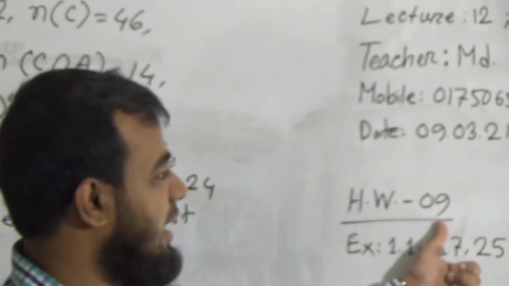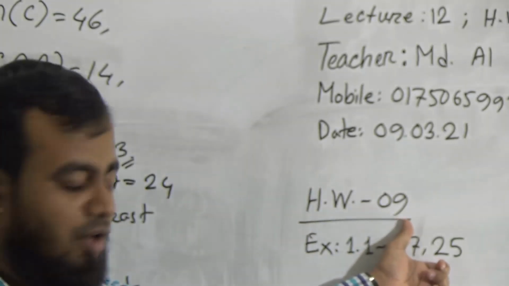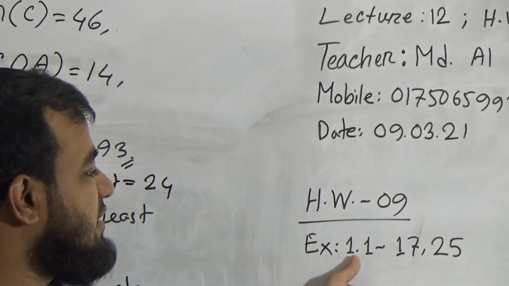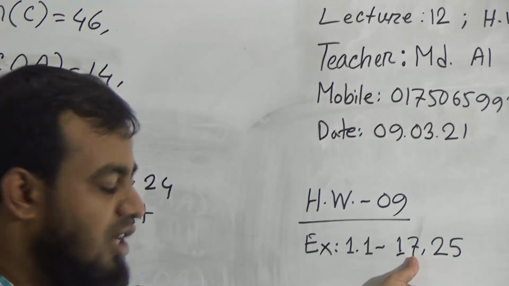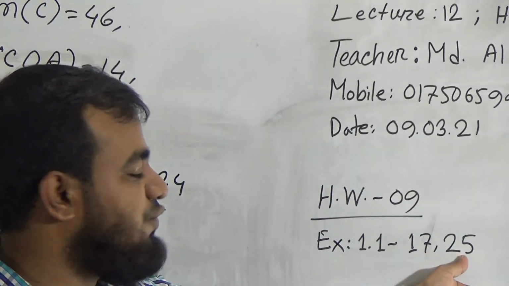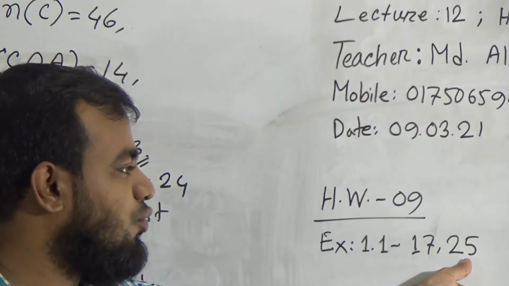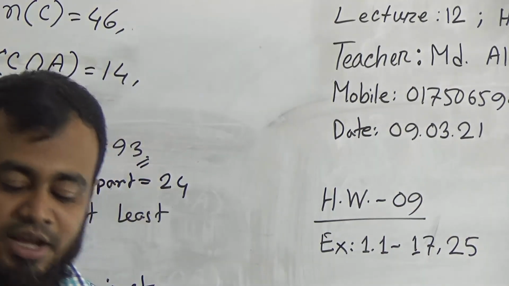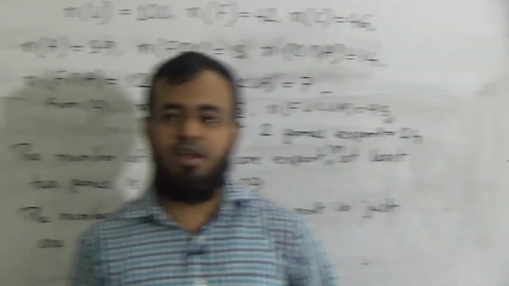Now you have a homework. Your homework number is 9. Please mention your homework number in your SW copy. Your homework is exercise 1.1, question number 17 and question number 25. Do your homework properly and submit it every Saturday from 9 AM to 3 PM.